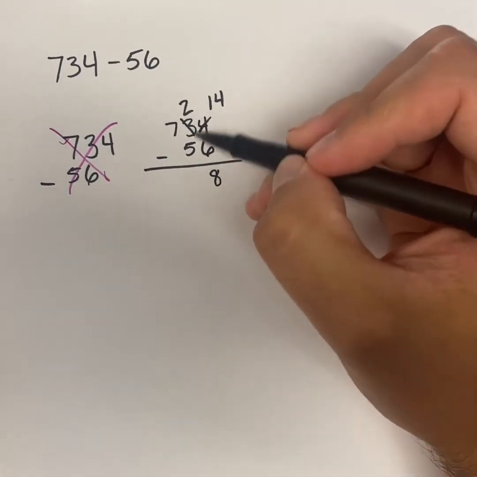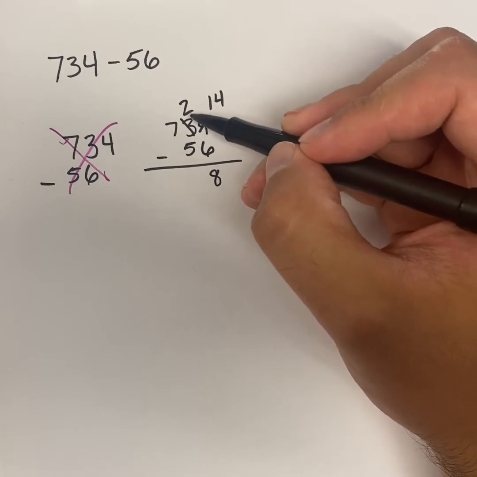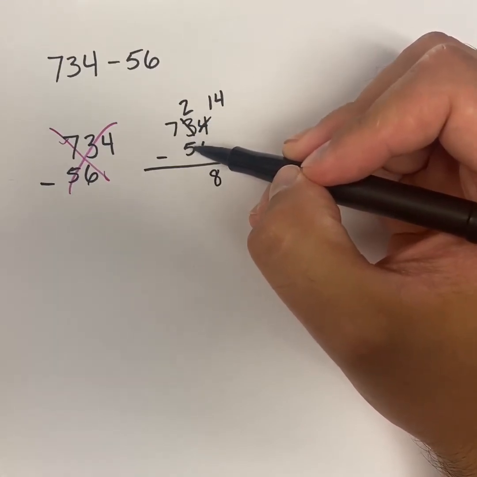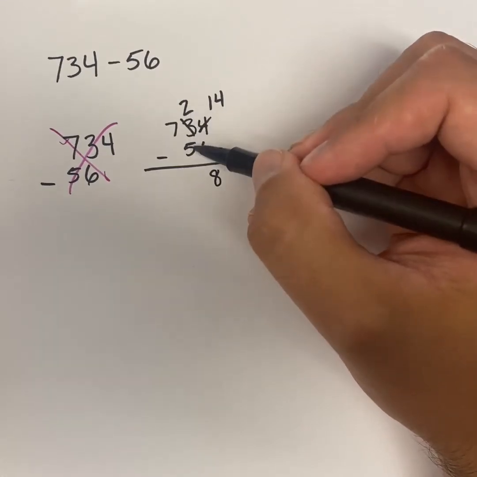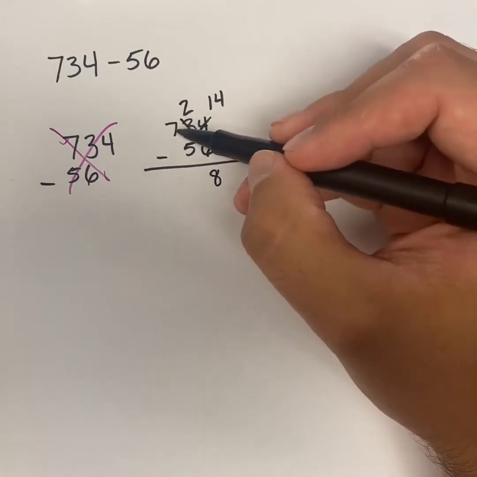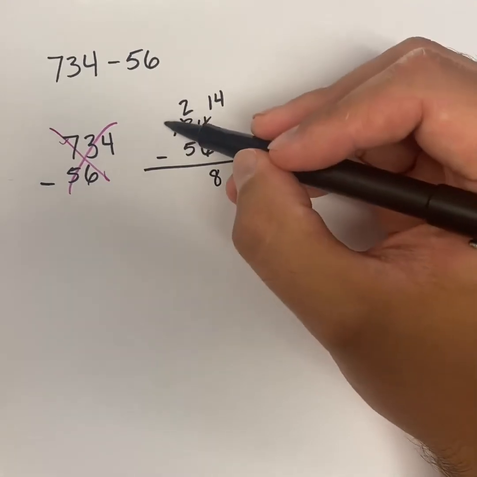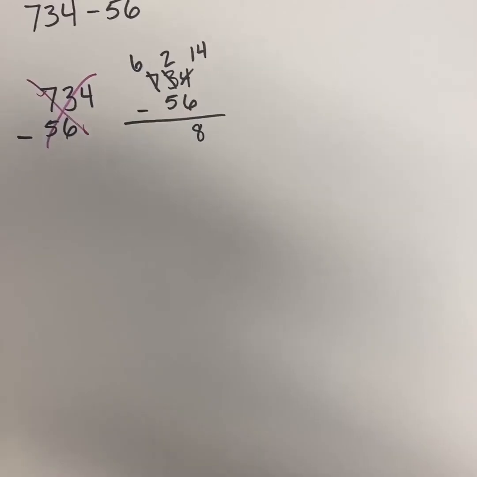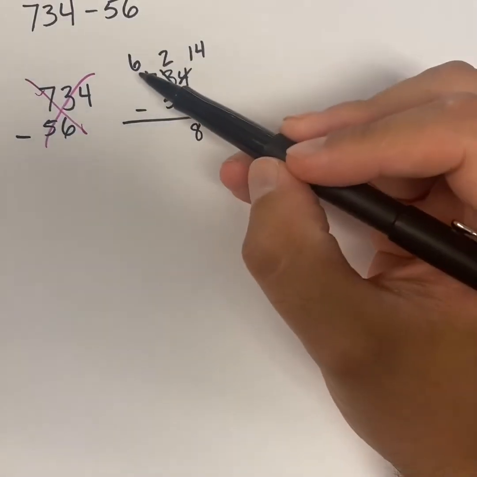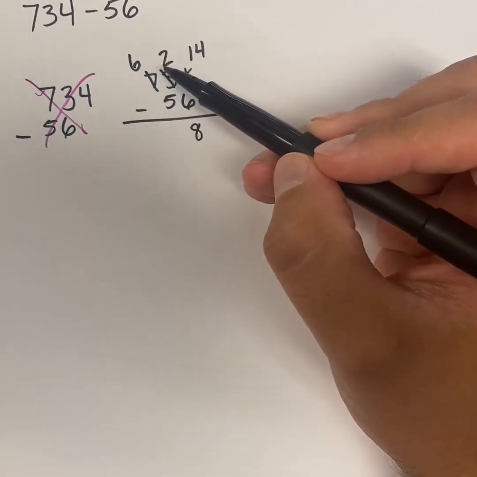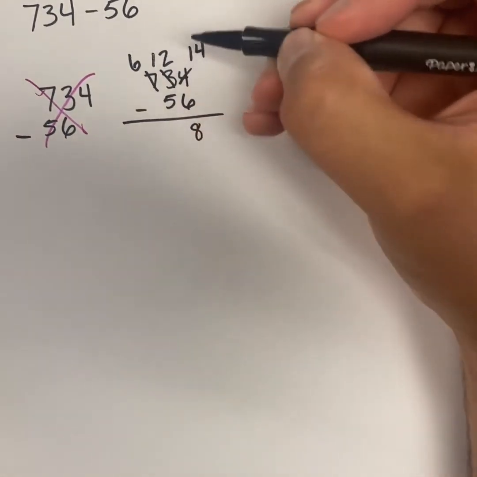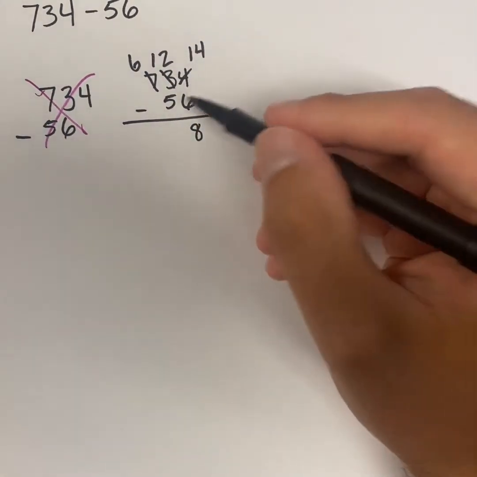Here we come to our tens column. I have 2 tens, so this is actually 20 minus 50 right now. If I only have 20, I cannot take 50 away. So I need to take one of my hundreds and make this actually 600. And this is now 600. And we're going to give one of those hundreds over to here. So now we have 120 minus 50.